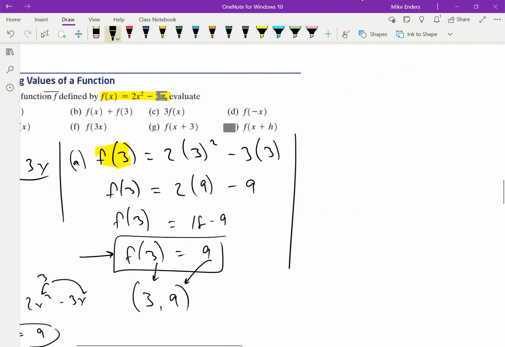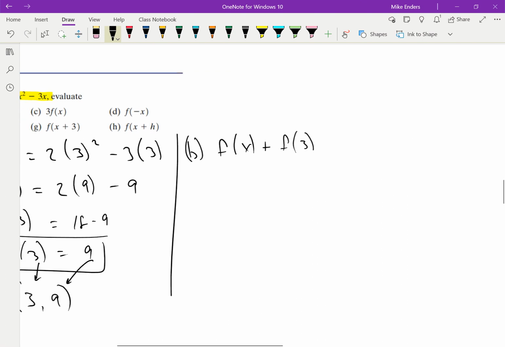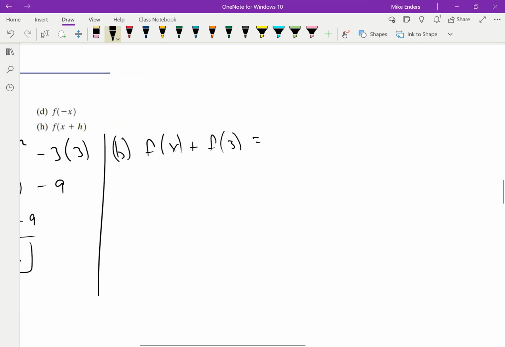So let's do a variety of these other items. Okay, so let's take a look at example B. I want a function, and I want x as my input. Then I want to add another function, and I want 3 as the input. Okay, so on this one, let's see what we can come up with.